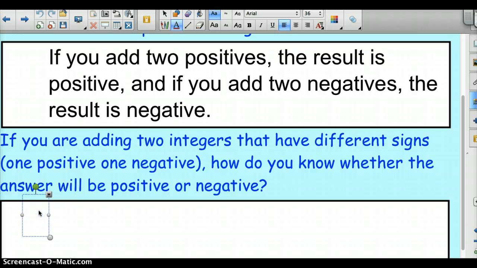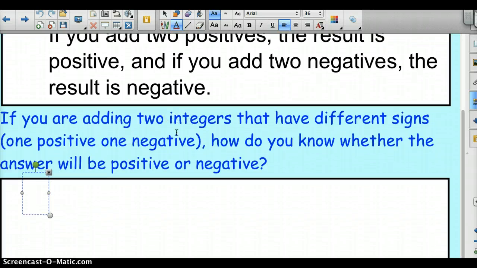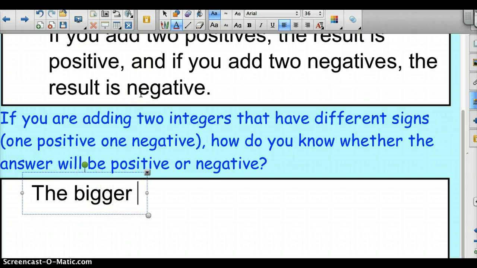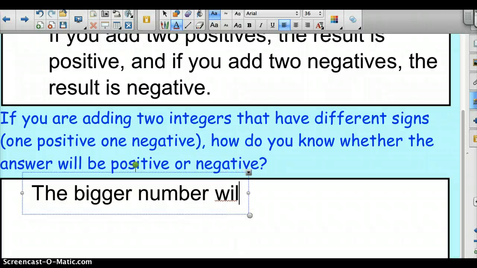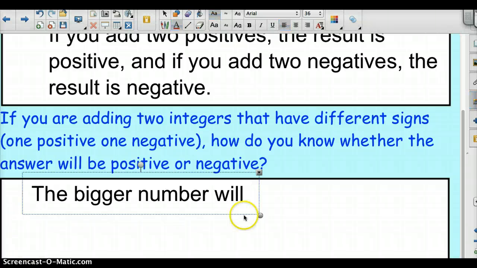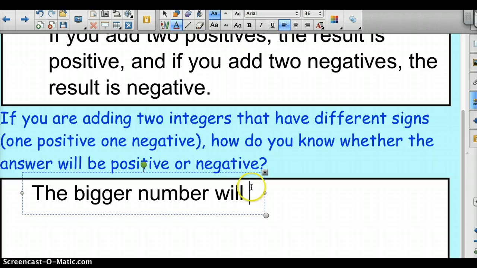Moving down here, if you're adding two numbers that have different signs, how do you know whether the answer will be positive or negative? This is very important. The bigger number will take over, essentially, is what I'm going to say.